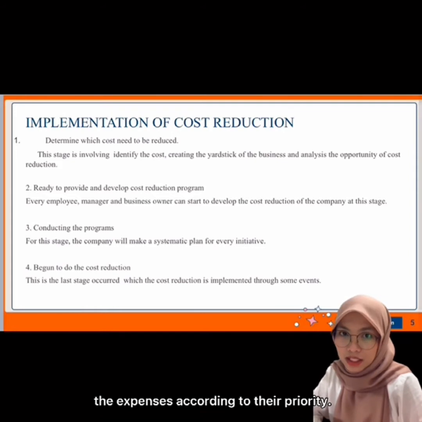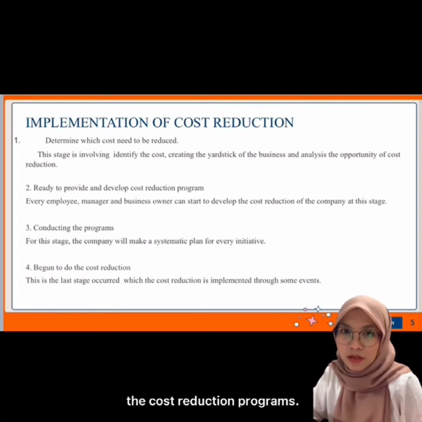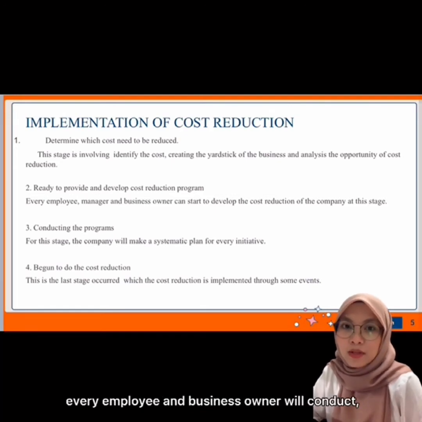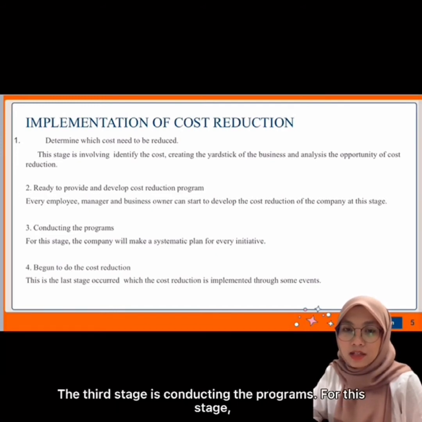The last step is analysing the opportunity of cost reduction, in which the company will assess the expenses according to their priority. The second stage is getting ready to provide and develop the cost reduction program. At this stage, every employee and business owner will conduct, evaluate, test and arrange the expenses according to their priority. The third stage is conducting the programs.